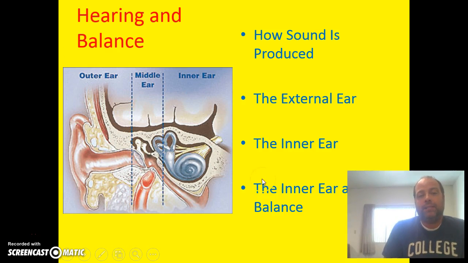So the balance is a combination of not only your semicircular canals, but your cerebellum as well. The cerebellum and your semicircular canals help with your balance. So let's recap. Sound is produced by vibrating stuff. You have your external ear, which funnels in sound waves. You have the middle ear, you got your eardrum, your bones, hammer, anvil, stirrup. You got your inner ear, which is the cochlea and the auditory nerve, and balance is done by the semicircular canals and the cerebellum.